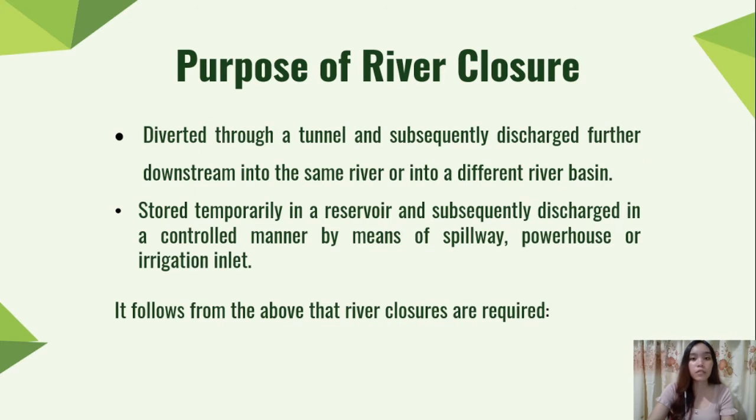The purpose of the river closure is that the river is diverted through a tunnel and subsequently discharged further downstream to the same river or into a different river basin. Then it is stored temporarily in a reservoir and subsequently discharged in a controlled manner by means of spillway, powerhouse, or irrigation net. It follows from the above that river closures are required.